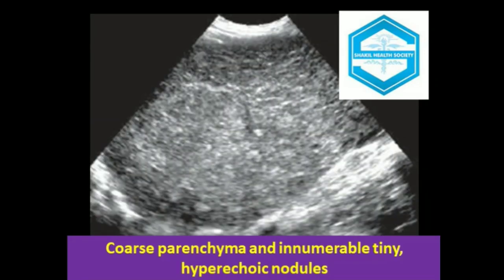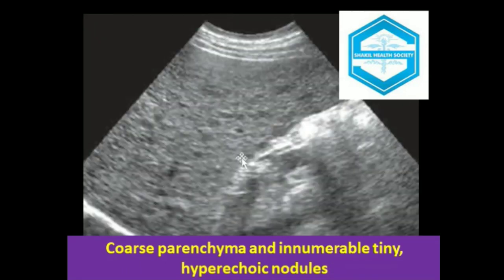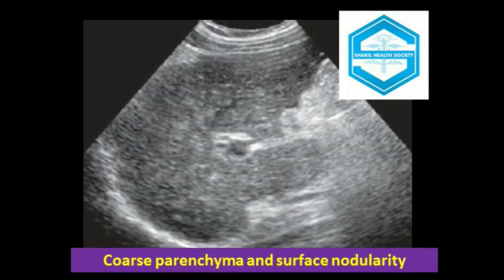This is the image which shows coarse parenchyma, and there are innumerable tiny hypoechoic nodules. The echotexture is heterogeneous. This image also shows coarse parenchyma and innumerable hyperechoic nodules. There are hypoechoic nodules also present. This is another image of coarse parenchyma and surface nodularity. The surface of the liver is irregular.